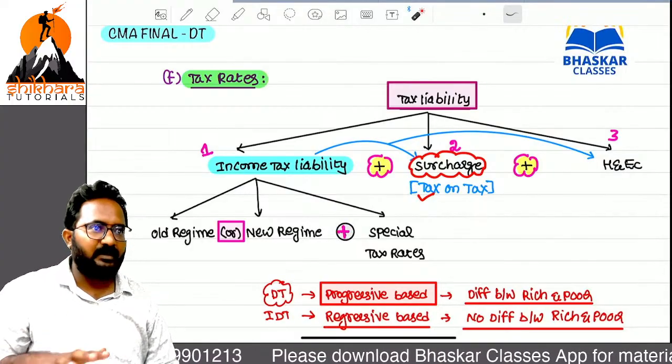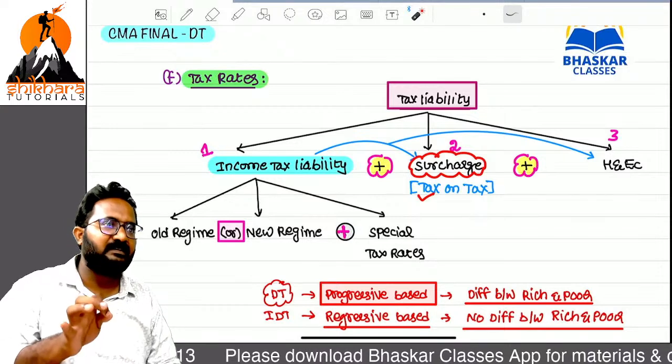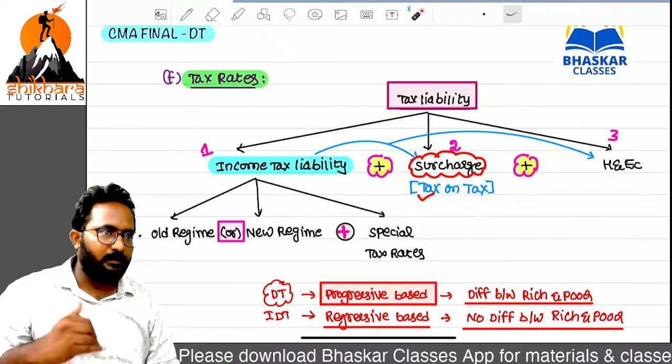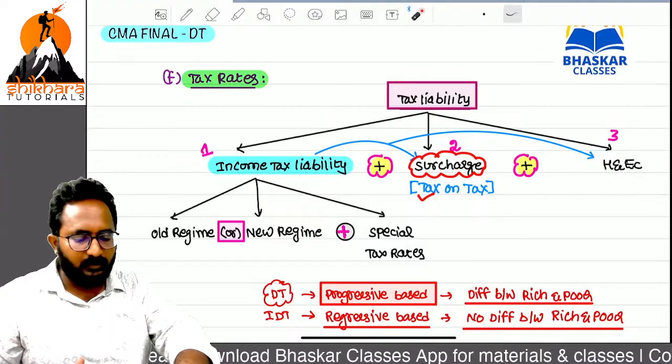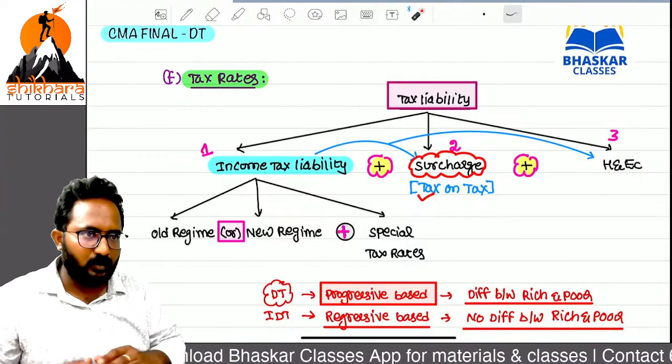Practically we have questions from this chapter on the marginal relief concept. Tomorrow please bring your calculators and we can do some problem solving also. Tomorrow we can close this chapter.